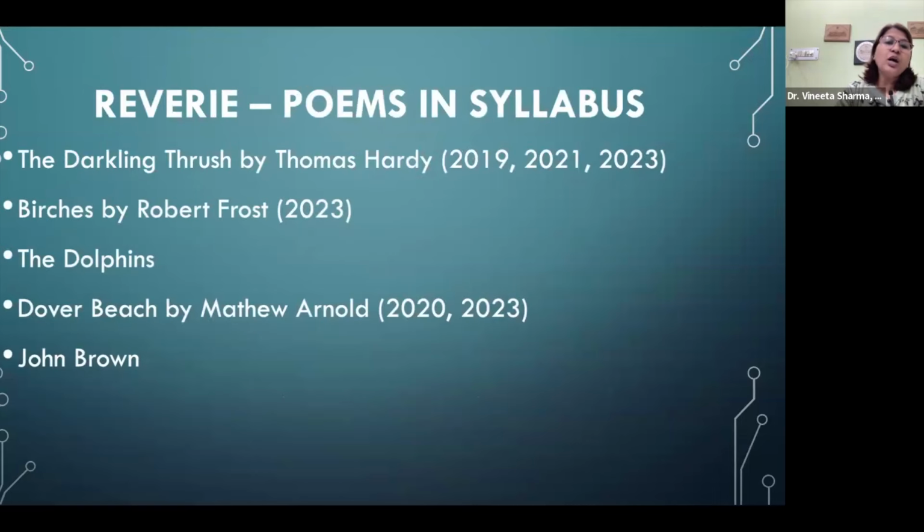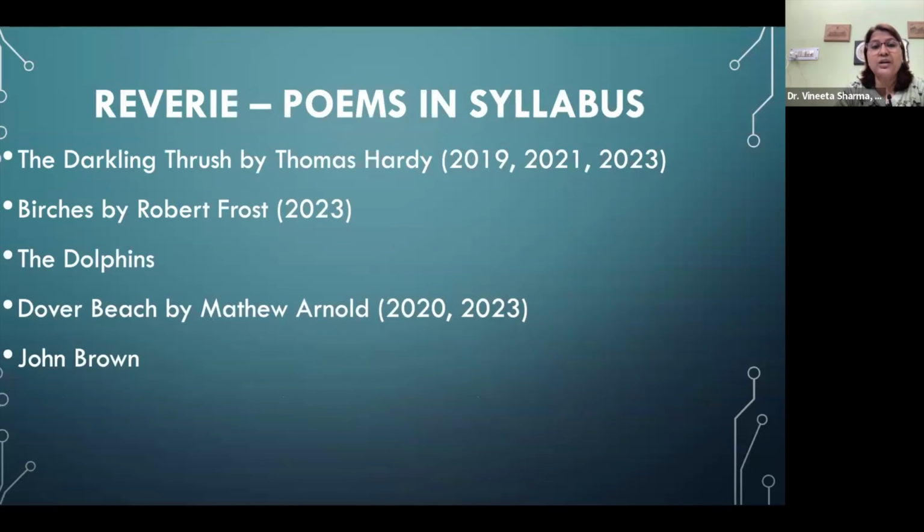Now, the poems that you have in your syllabus are The Darkling Thrush by Thomas Hardy, Birches by Robert Frost, The Dolphins, Dover Beach, and John Brown. Out of these 5 poems, The Dolphins and John Brown have never been there in the ISC syllabus earlier. Even if they were in the syllabus, they were not asked in the exam. Okay, so these 2 are considered to be the most important.